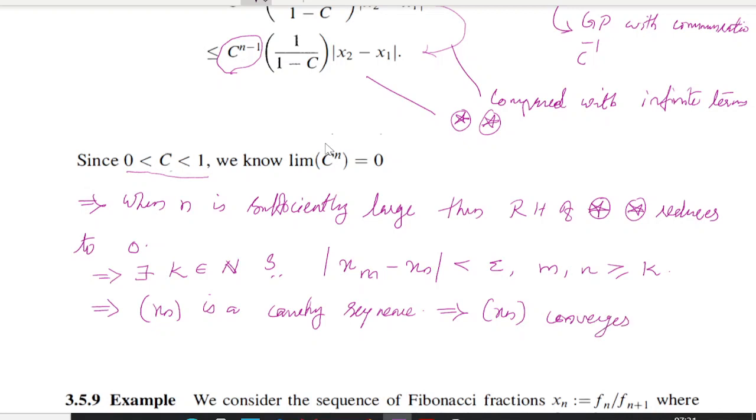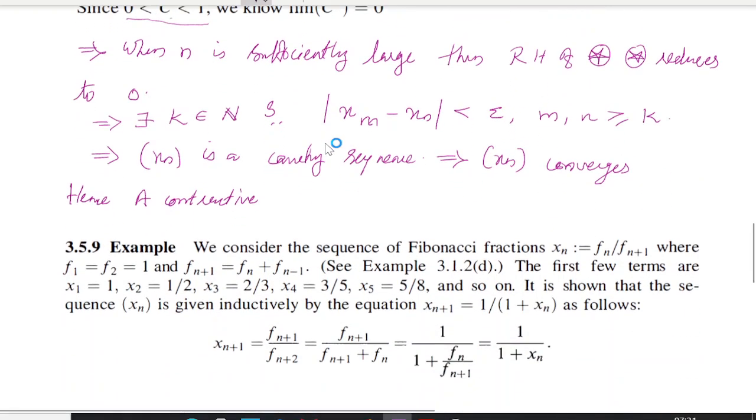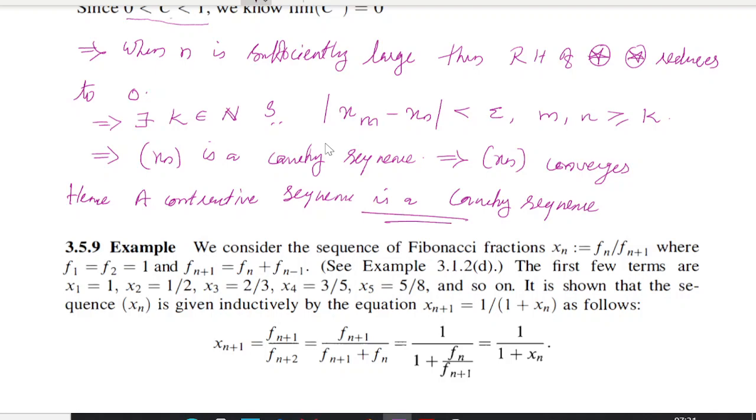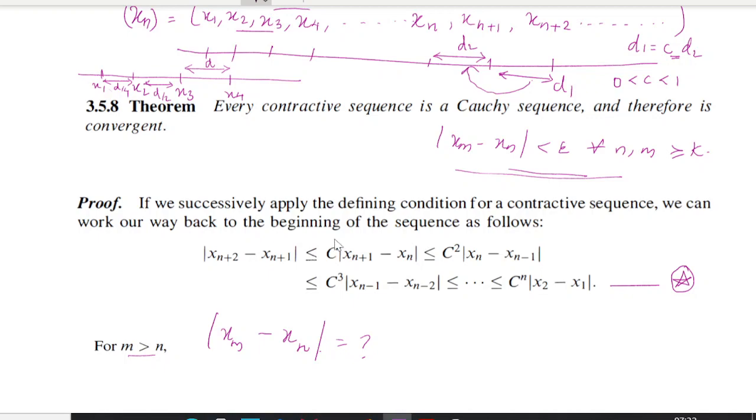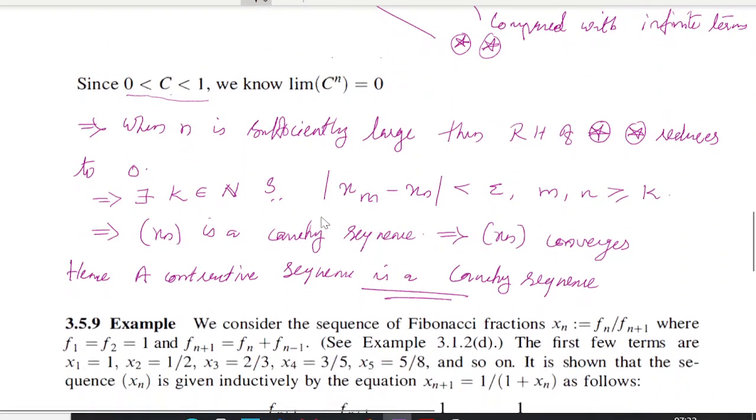This implies your Xn converges. So, which implies, hence, a contractive sequence, hence a contractive sequence is a Cauchy sequence. So hope you understood the proof. So we have proved that a contractive sequence is a Cauchy sequence.